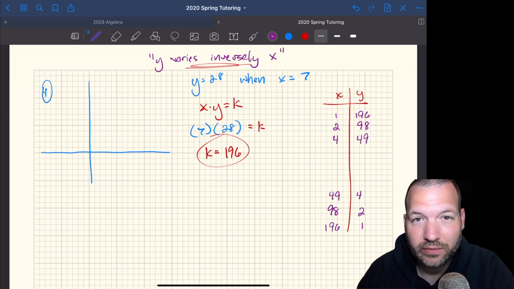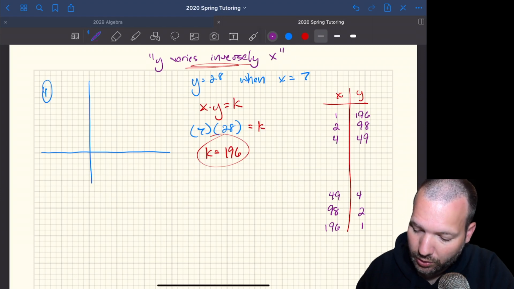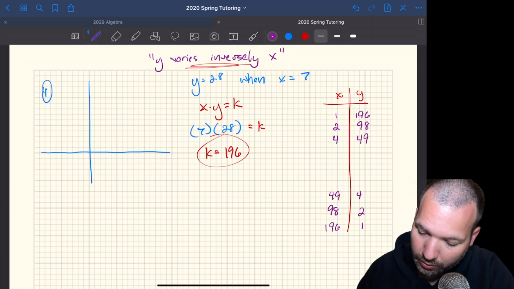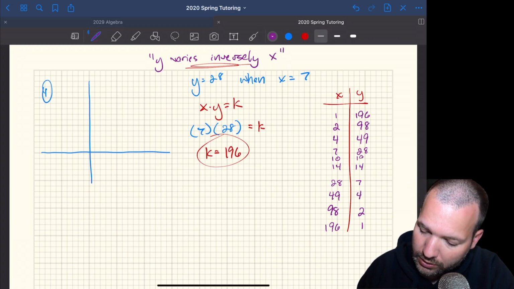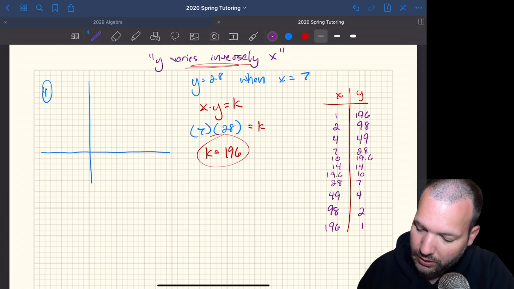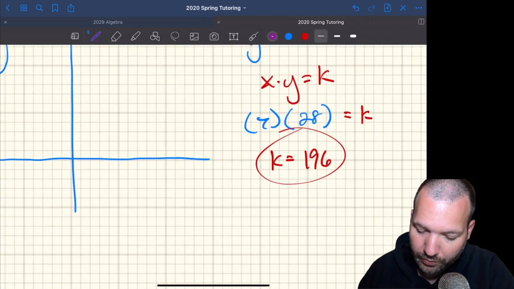Of course, 7 and 28, 28 and 7, and in the middle here, 14 and 14. And again, we don't have to have integer pairs, so we could do 10 and 19.6, or 19.6 and 10 if we wanted, and that would also work.